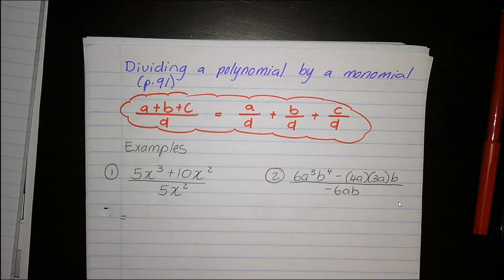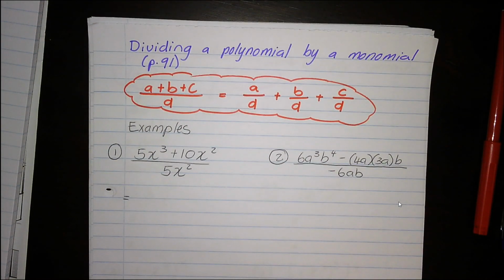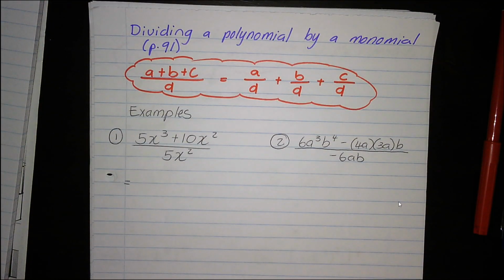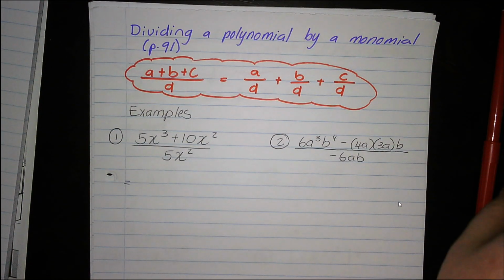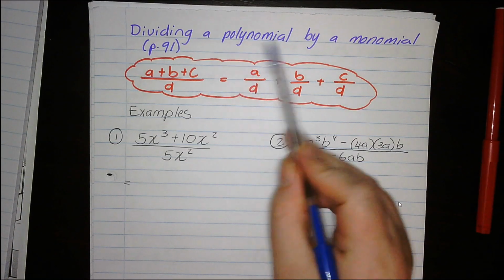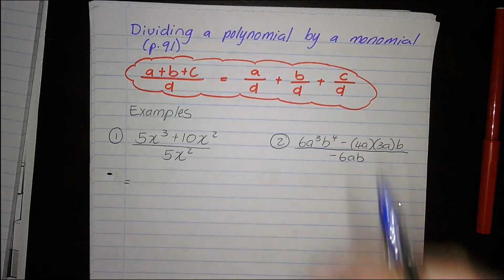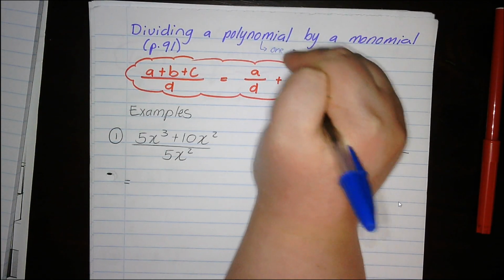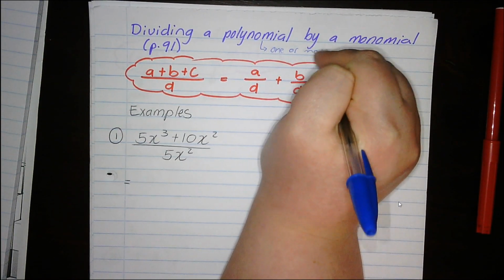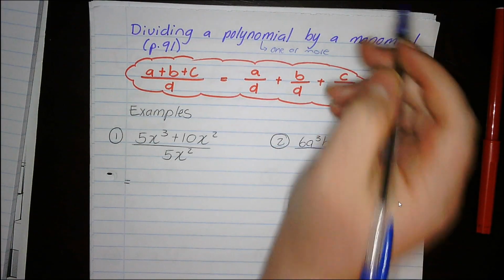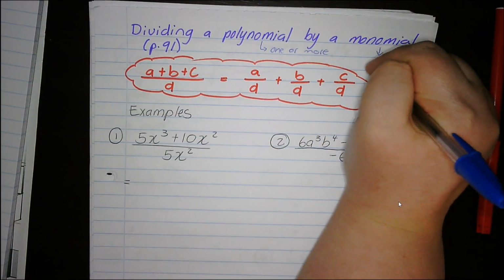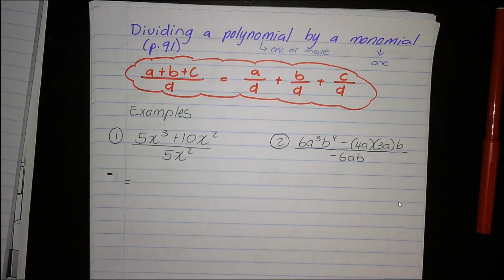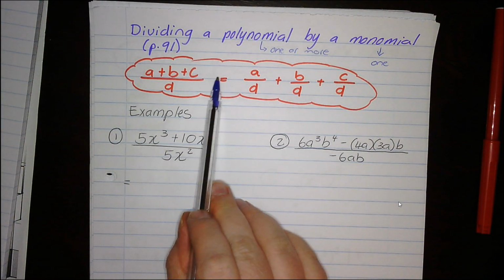In the previous video we had a look at division of monomials by monomials. Now let's have a look at what happens when we have a polynomial divided by a monomial. A reminder that a polynomial has one or more terms. In this case we mean the "or more" part. And a monomial has one term. Alright? We're going to use this law.